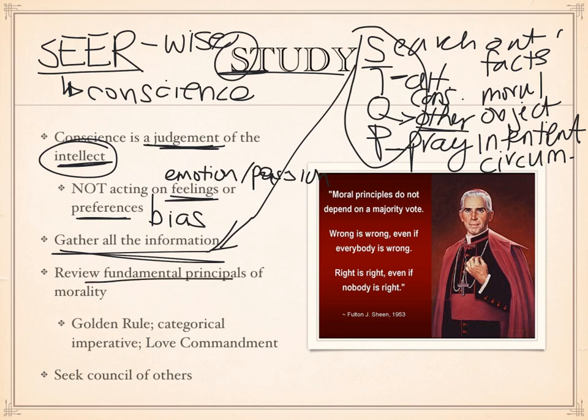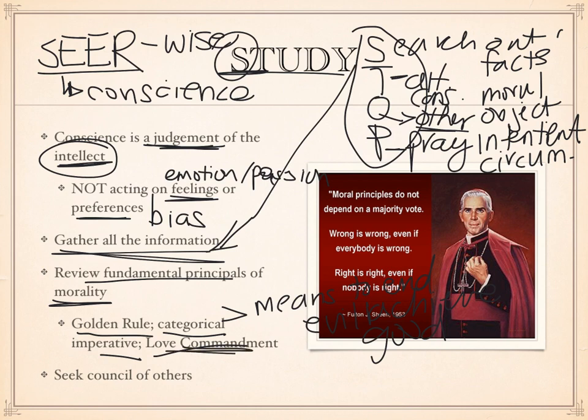Then review the fundamental principles of morality. So what are my objective moral standards? The golden rule, the categorical imperative, which is never use anyone as a means to an end, and never do something evil to achieve a good. Those are both always wrong. And then the love commandment. Love one another as I have loved you, Jesus says.